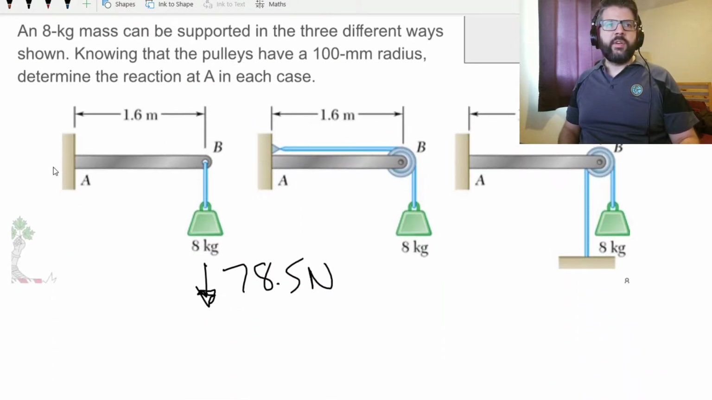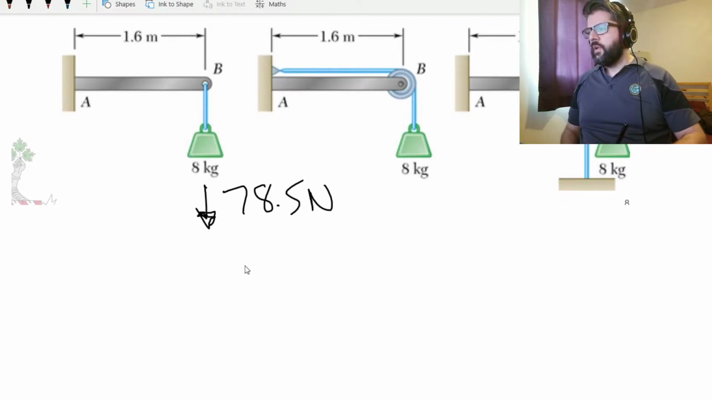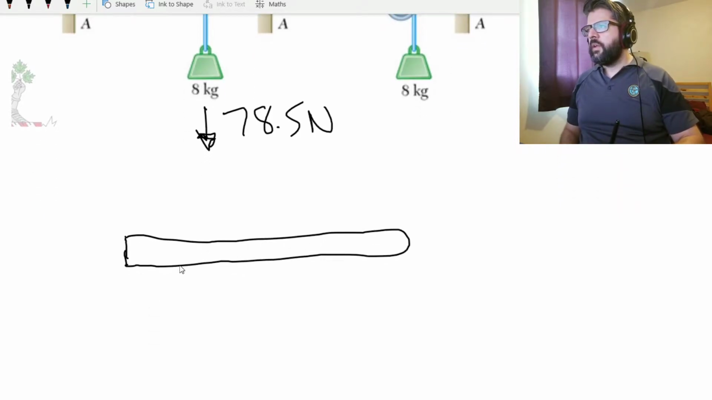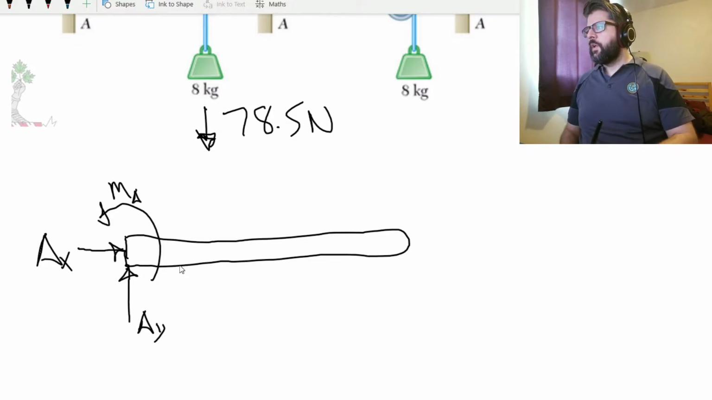We'll use this situation here first. So we're going to have a bar here that is a fixed connection at the end, A. So that is going to be a fixed connection. In 2D, they have an X component, they have a Y component, and they have a moment reaction. So we've got that, and we've got this weight here.